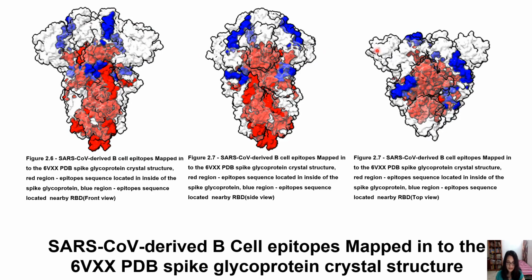And finally, these are the B cell derived epitopes that are mapped onto the crystal model, and again there are 3 views: front, side, and top. The red region shows the epitope that is inside, and the blue region shows those near the RBD.